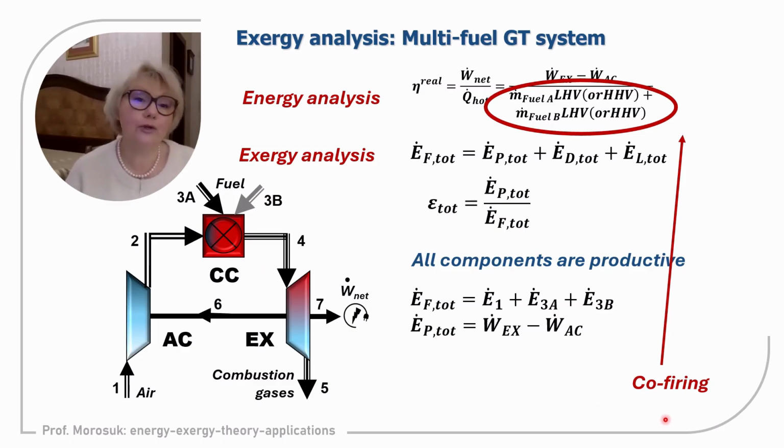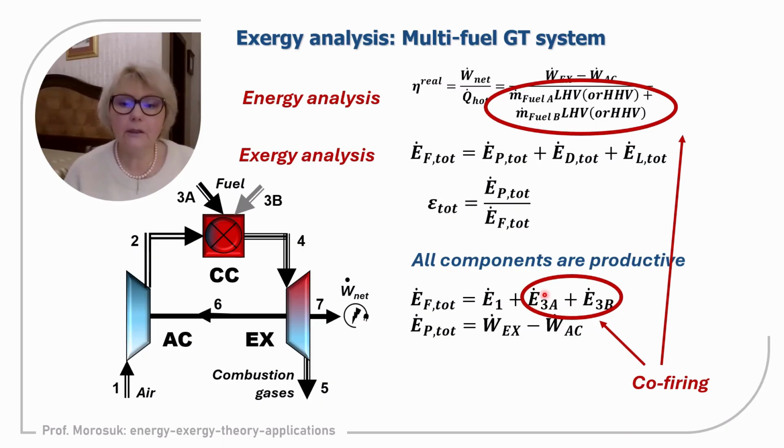Also, co-firing, for example, for steam power plants, can be biomass and coal, but definitely not for a gas turbine system. I'm discussing a steam power plant. So the effect and approach of co-firing is a multi-fuel system. And now you can see how to consider that. For exergy analysis, we also should add the exergy of fuel A and the exergy of fuel B. It will be within the term of exergy of fuel of the overall system.